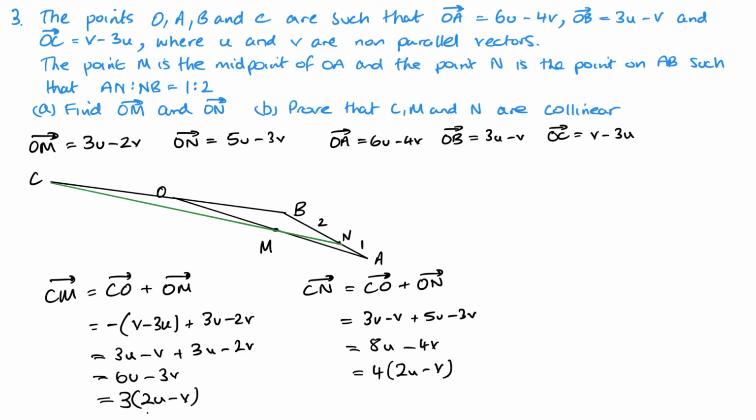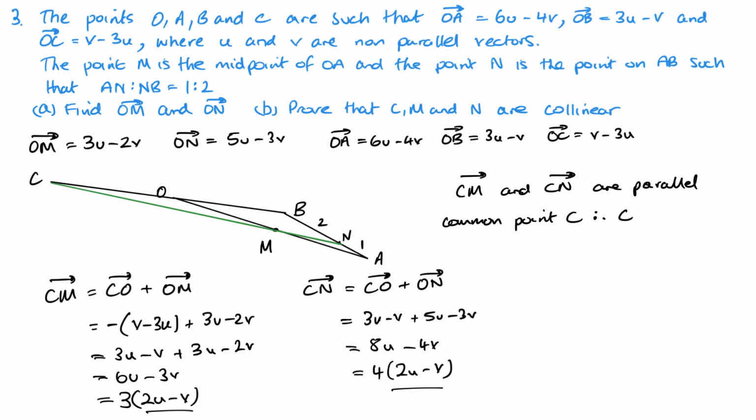So you can see here that both of these vectors are parallel. So CM and CN, the vectors CM and CN are parallel. However, we know that we've got a common point, which is C. Therefore, C, M and N are collinear.